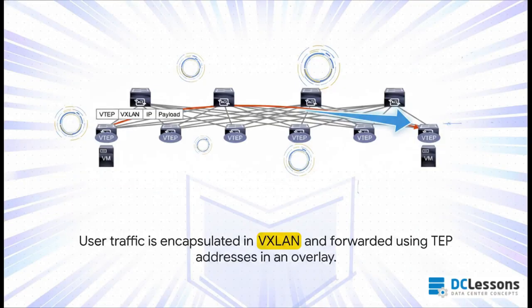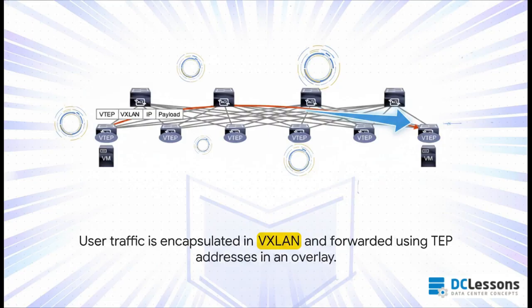So, if the underlay is the road system, what in the world is the overlay? Well, think of it like this. When one of your servers sends some data, the first leaf switch it hits acts like a post office. It takes your data, which is like a letter, and it puts it inside a special envelope called a VXLAN packet. On the outside of that envelope, it writes the private addresses, those TEP addresses, of the sending switch and the receiving switch. Then it just sends the envelope out onto the highway.